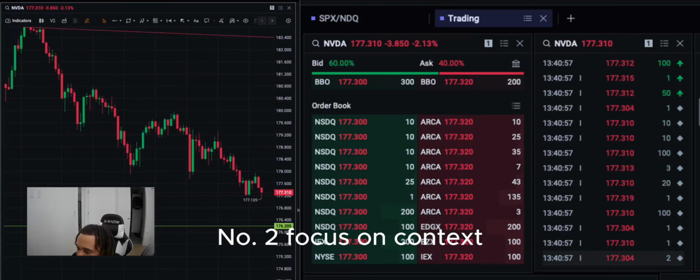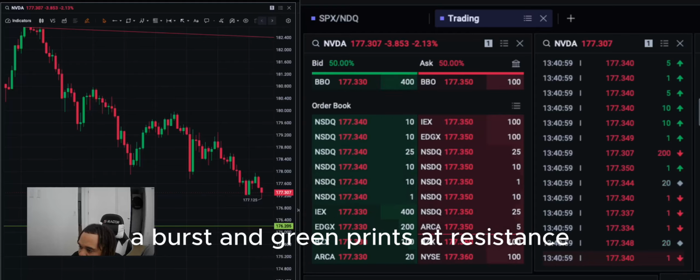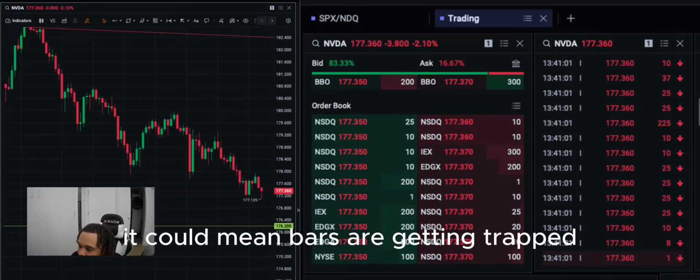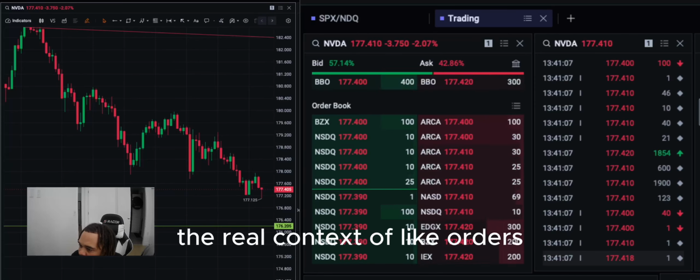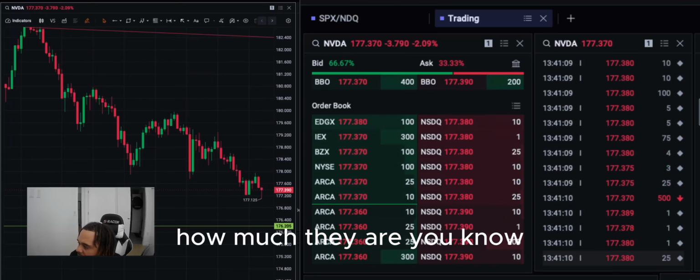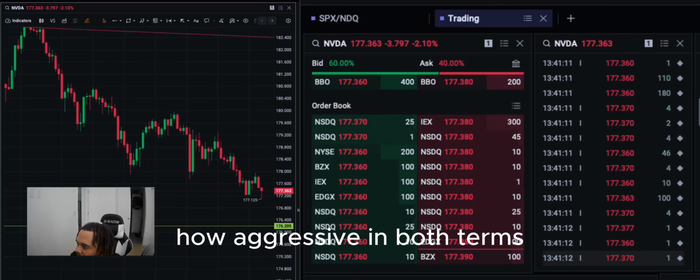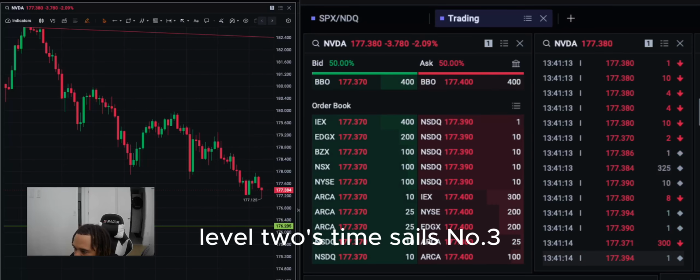And number two, focus on context. A burst in green prints at resistance doesn't mean a breakout. It could mean buyers are getting trapped, but that same burst at support can mean real strength. So just always look at the real context of orders, how big they are, how aggressive, in both level twos and time and sales.